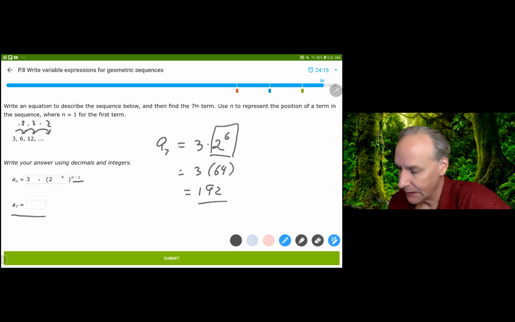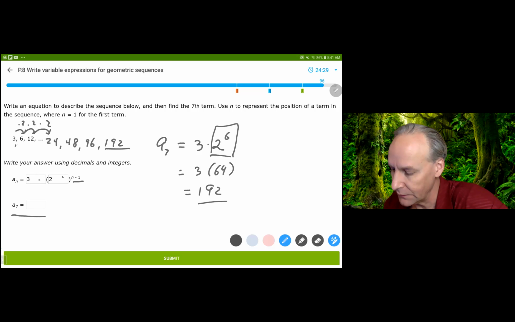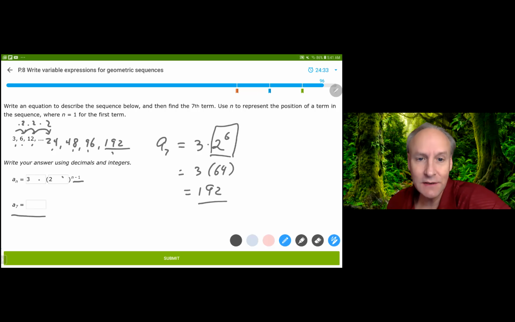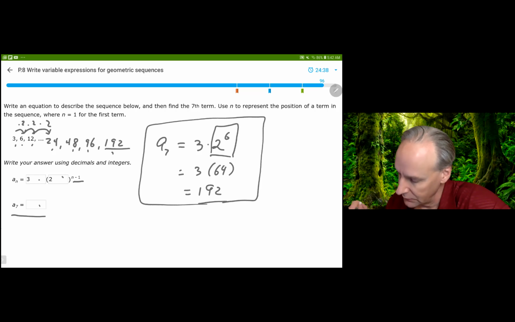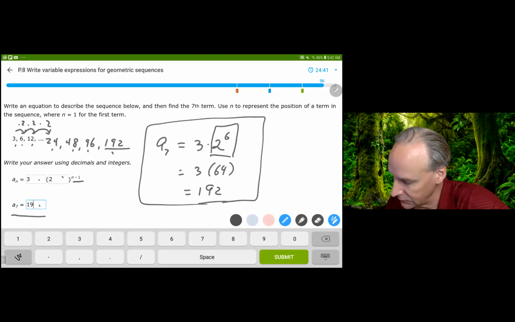Now you could have done the times 2, and so on. So it's going to be 24, 48, 96, 192, isn't it? And there's 1, 2, 3, 4, 5, 6, 7. Yeah, you could have done it that way too, but I think that this is probably better for you. So 192, and looks like we're done there.